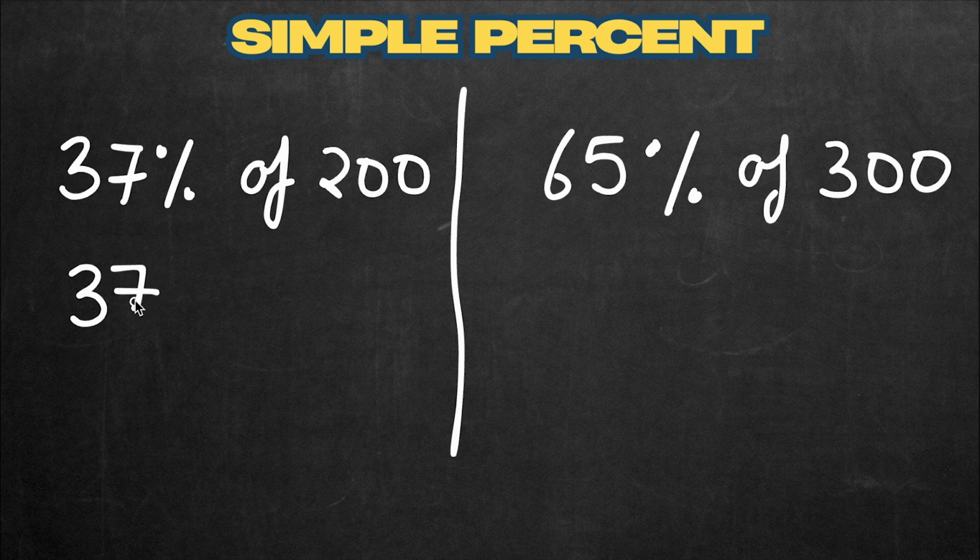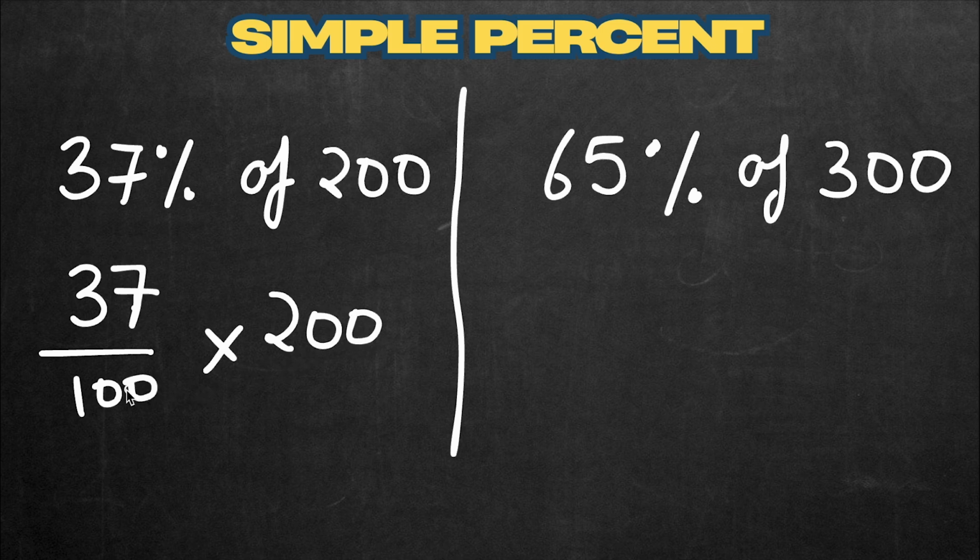So it will be 37% of 200, right? These two zeros can cancel these two zeros, and 37 times 2 is, can someone tell me what it is? It is 74. Okay. Similarly, as you see here, it's 65% of 300. Why don't you pause the video and try to solve it yourself?